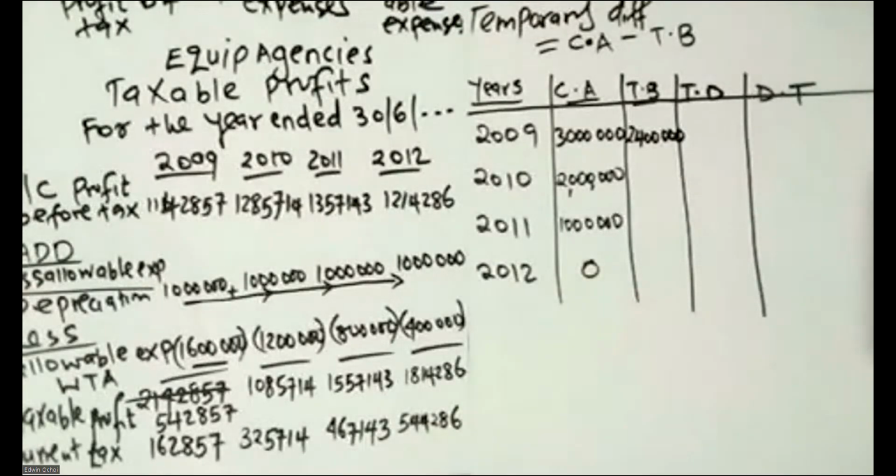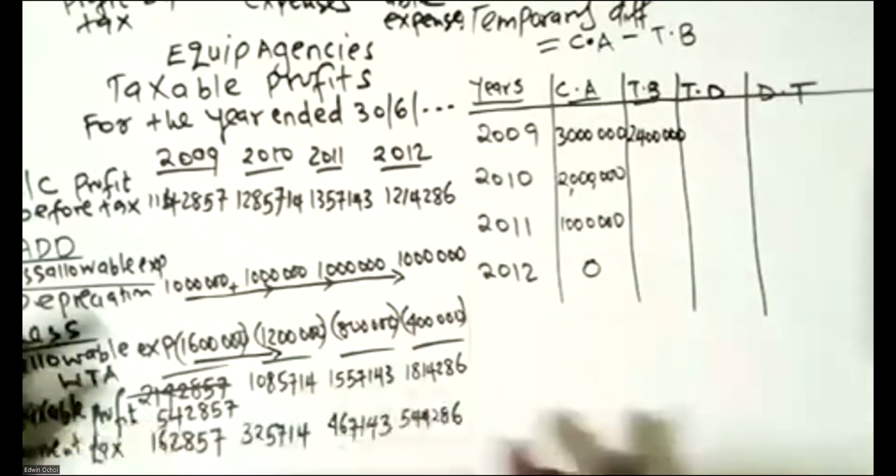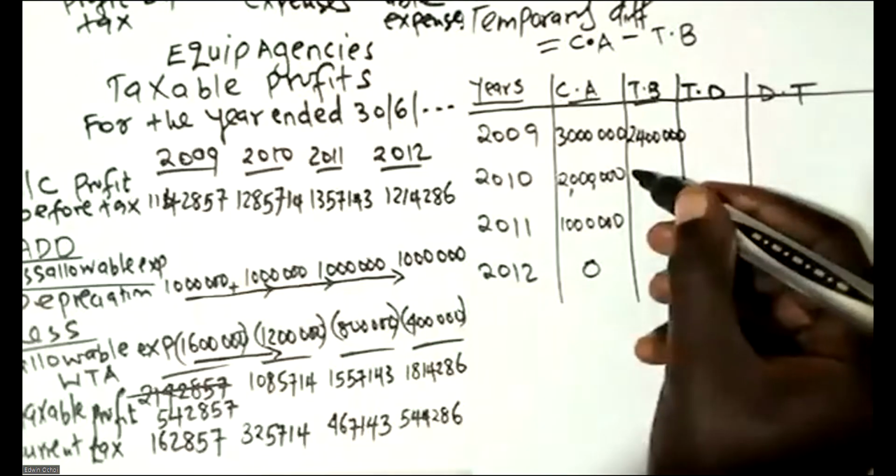2,400,000. So the next year will be 4 million minus up to this point, 1.6 plus 1.2, that is 2.8. So 4 million minus 2.8, that is 1.2.